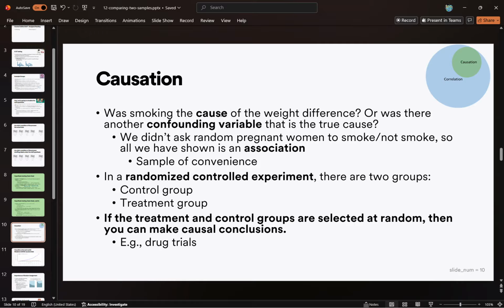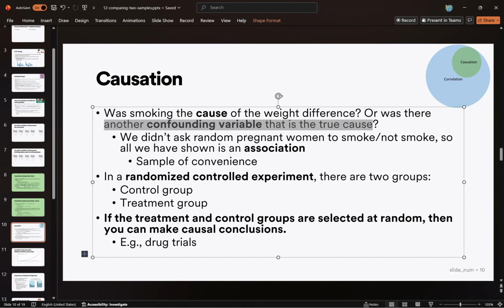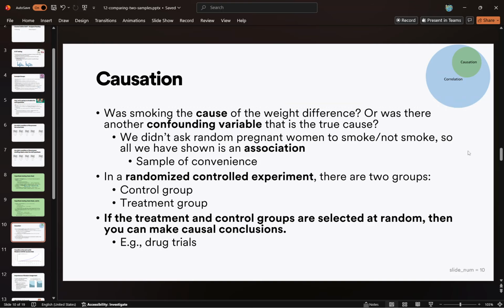I guess that caused the other thing, so it didn't really matter. But was there something else? Maybe smoking mothers tend to be less educated and make less money, so it's harder for them to eat as well as non-smoking mothers on average. There are things you could imagine going on here. So was smoking the cause of the weight difference? That is what you're asking right now. Or was there some other thing that was secretly the problem?